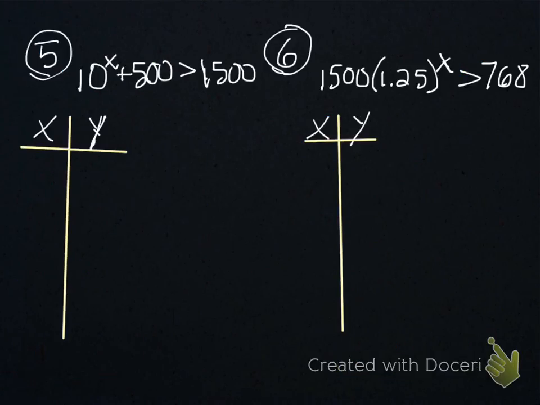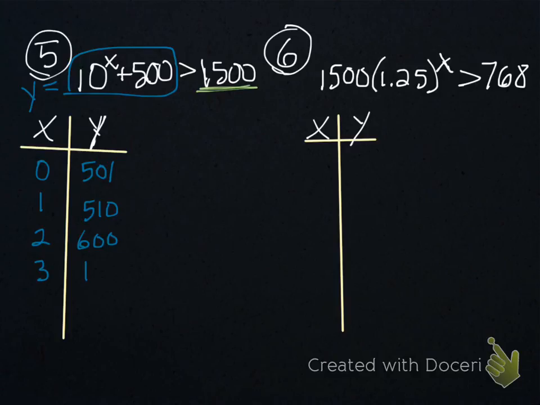Number 5. 10 to the x plus 500 is greater than. Okay, so y equals. Let's look at the table, and I'm looking for the value of what? 1500. So I see at 0, it's at 501. 1 is 510. Okay. 2 is 600. That's increasing. 3, 1500. Okay, I found my 1500. Let's do one more. At 4, it's what? 10,500.